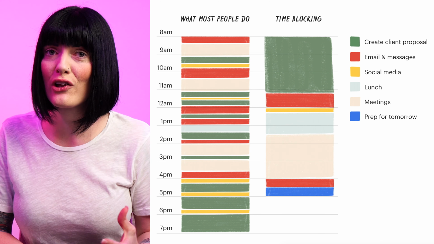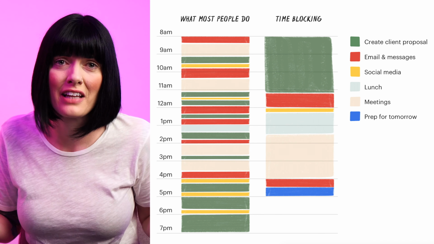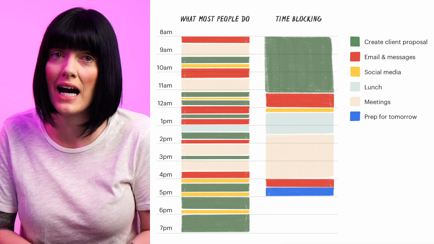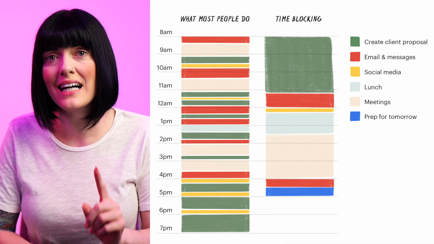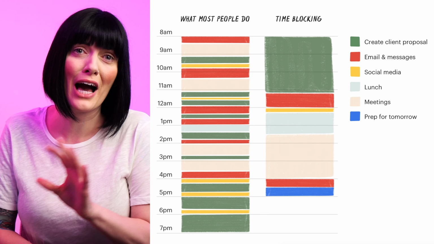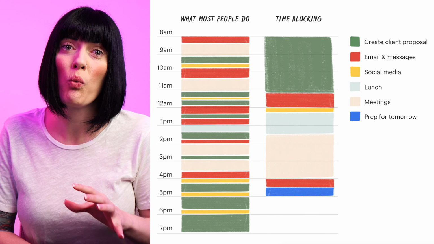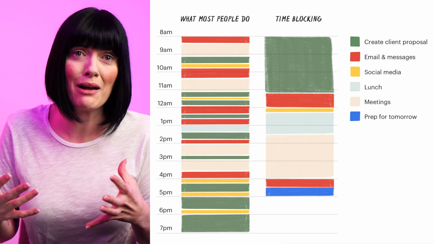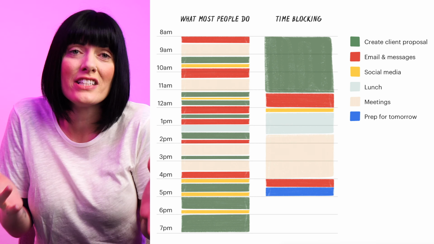This is where time blocking comes in. Time blocking is a simple way to take control of your workday and your schedule. As you see here, this is what most people do with their schedule and how it compares to time blocking. Using time blocking, you can get 60 plus hours worth of work done in a week with only 40 time blocked hours. That's a huge difference.